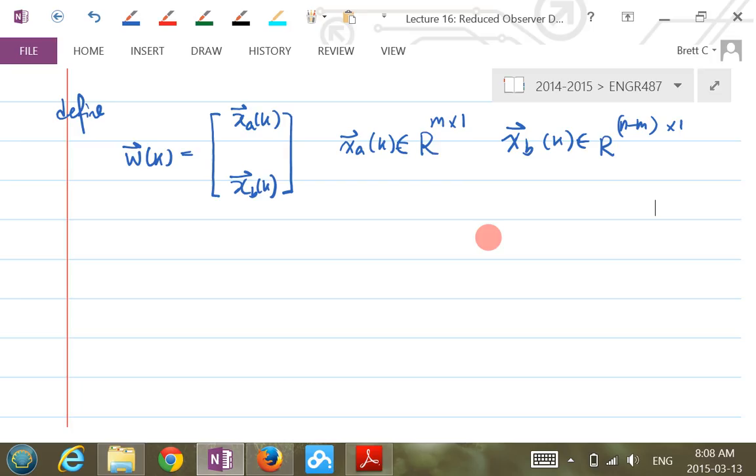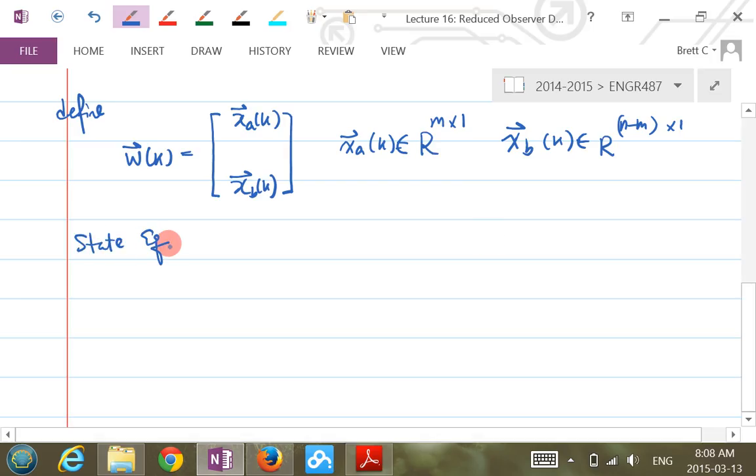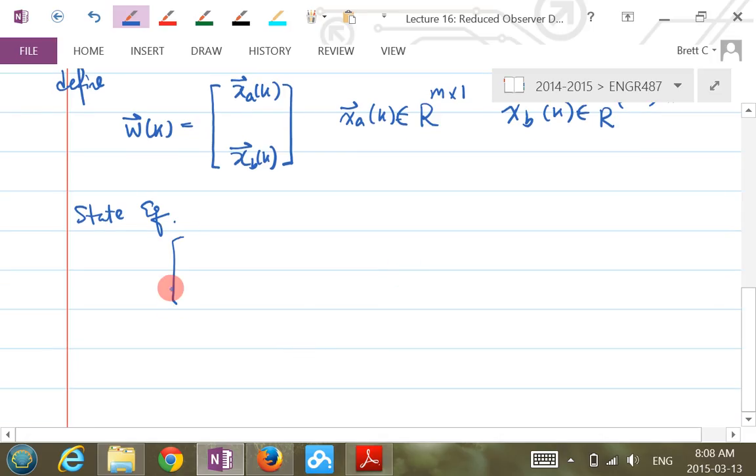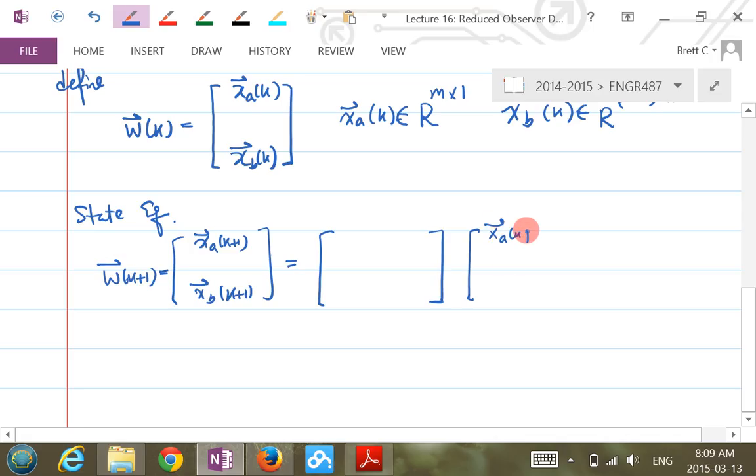So then the state equation will become this now. Instead, the state equation will become w of k plus 1, that is xa of k plus 1 and xb of k plus 1, equal to a system matrix times xa and xb, plus another matrix times u of k. Okay, state equation. So the question here is, this matrix is not going to be the same as the original system matrix. The original system matrix is G, right? So right now we're grouping it, partitioning it here. So I'm going to call this Gaa.